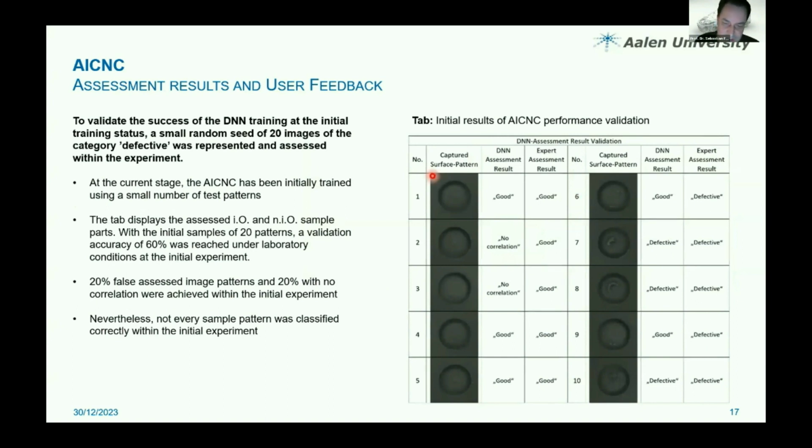At the initial training, we used only 20 images, of very, very poor and low image quality that we had at this time. But even with this small amount of images, we got about 60% correct judgment. Then we have 20% false assessment and 20% with no correlation of the results.